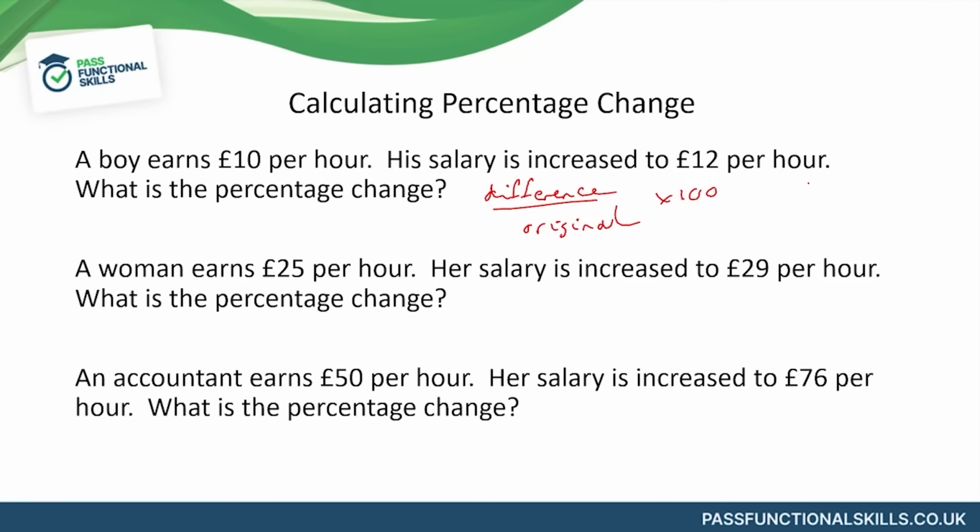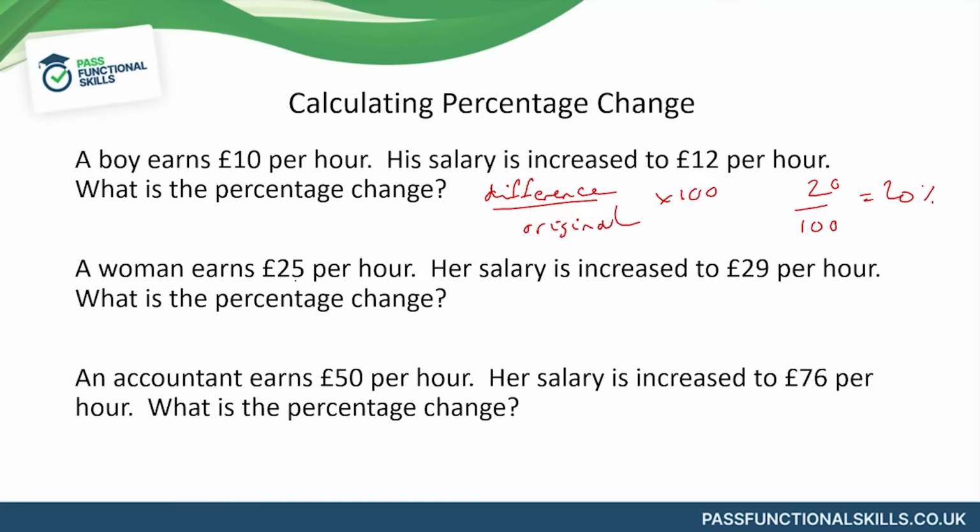The difference is 2. It was originally 10. So if you had a calculator, you could type into your calculator 2 divided by 10 times 100. However, all we're literally doing is just turning 2/10 into a percentage, and 2 out of 10 is the same as 20 out of 100. So that is a 20% increase because £2 is 20% of £10.